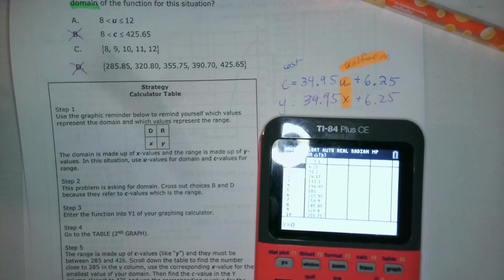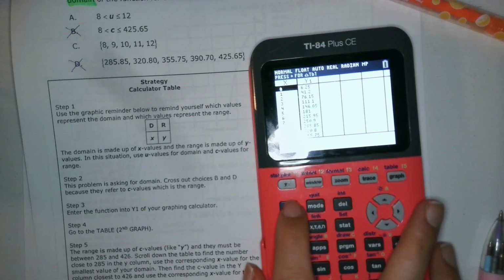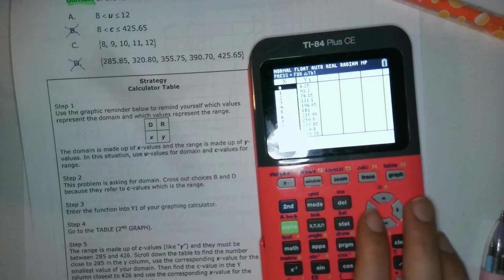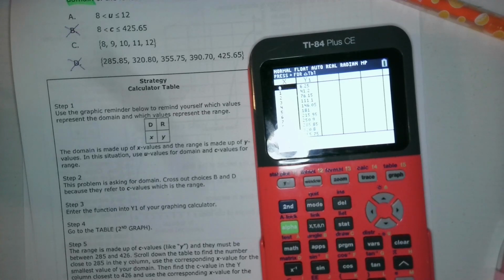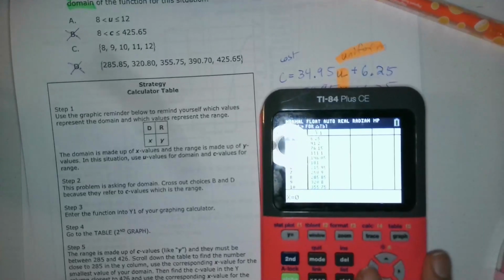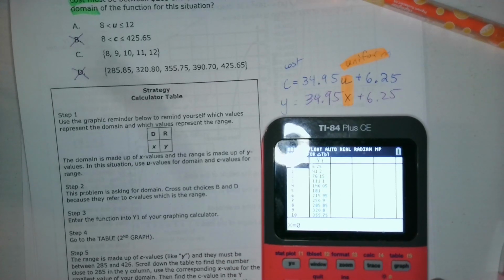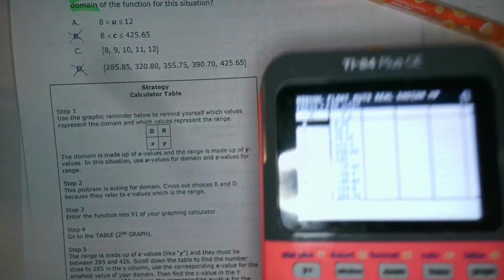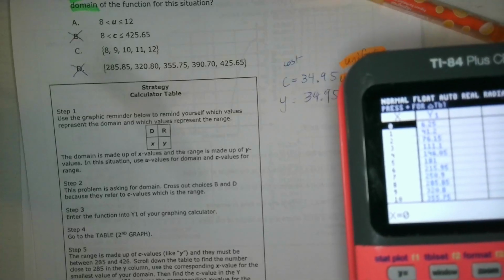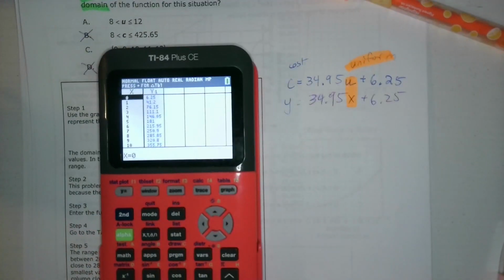Now, basically, it says here, go to the table, second graph. Maybe I did that too fast. You press second, then you press graph, and you get the table. And you get a bunch of numbers. Well, we already said X is for uniforms, Y is for the cost. So we're not going to look at the numbers on the right. We've got to look at the numbers on the left. Put it right here. There you go. You can see it.